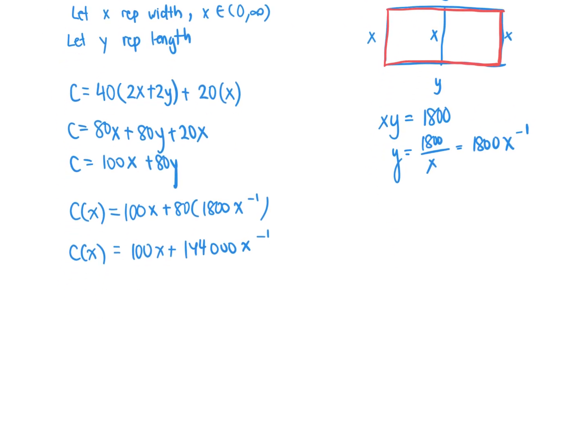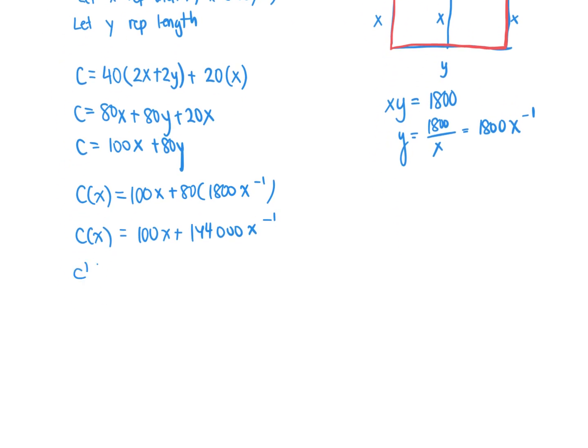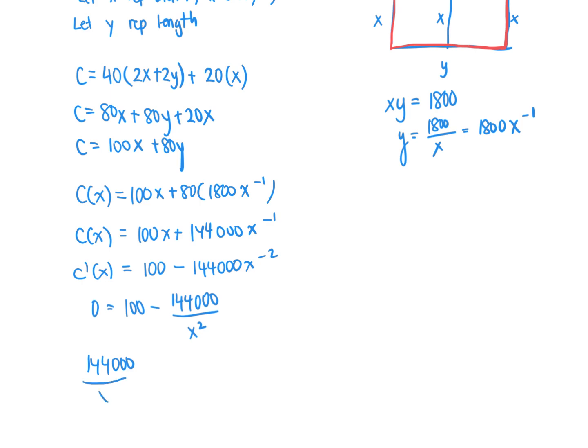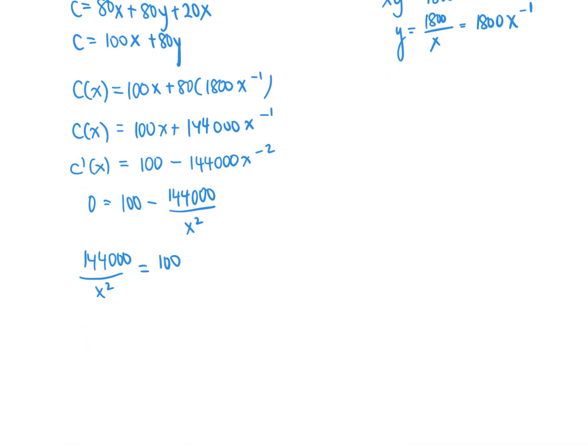All right, now I'm ready for my derivative. So the derivative of our cost equation will be 100 minus 144,000x to the power of negative 2. I'm going to set my derivative equal to 0 while I bring that negative exponent down into the denominator. And then I'll bring that fraction over. And now I'll just solve for x.